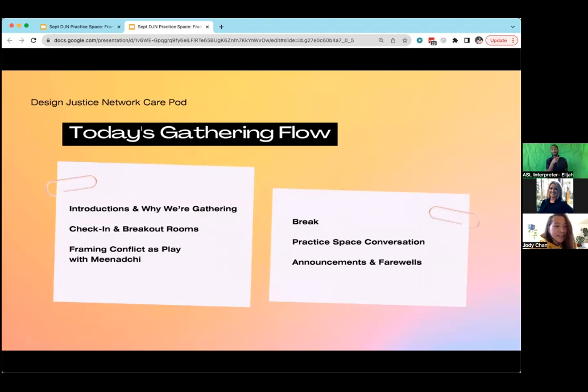So on this slide, you'll see just a flow for today's gathering. So we are doing introductions and check-ins right now, and we'll move into a breakout room activity for folks to check in with each other. Then we'll have the main part of this session with Meenadchi facilitating us through framing conflict as play and our role play activities. We'll have a 5-minute break in there, and then we'll take a longer 10-minute break after that. And then we'll move into some reflection and conversation with our practice-based questions before we close with announcements and farewells.